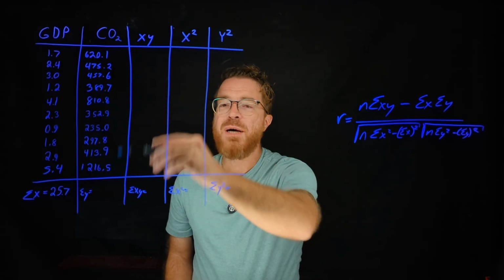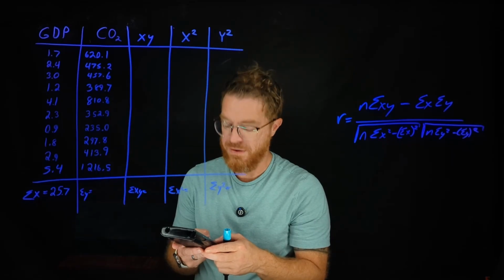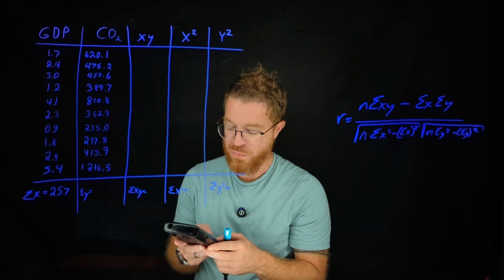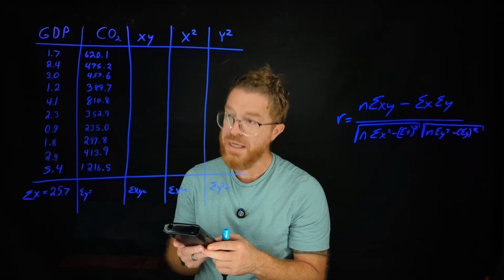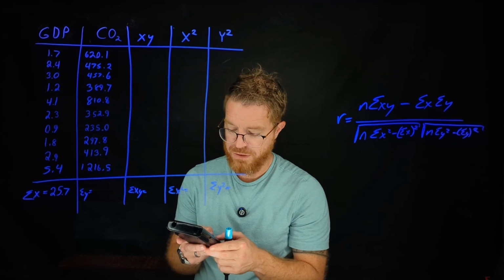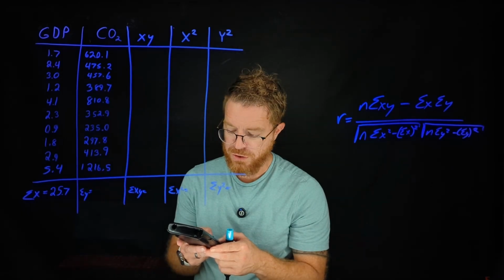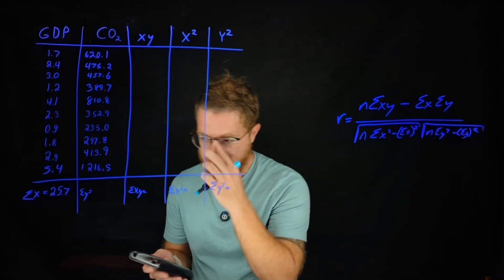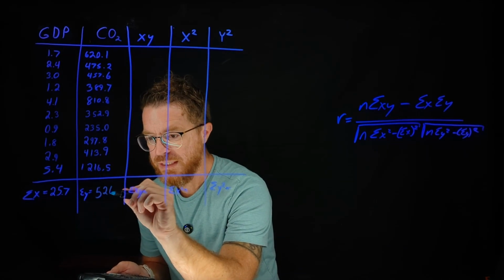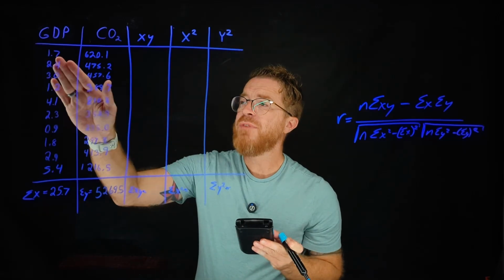So now we're going to sum up our y values. So we have 620.1 plus 475.2 plus 457.6 plus 389.7 plus 810.8 plus 352.9 plus 235 plus 297.8 plus 413.9 plus 1216.5. Now when I sum these up together, rounding to one decimal place, I get 5,269.5.